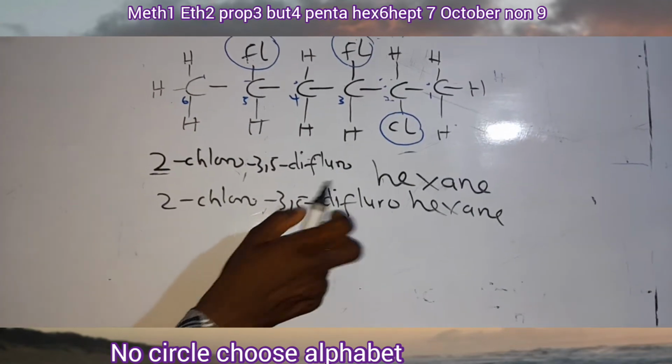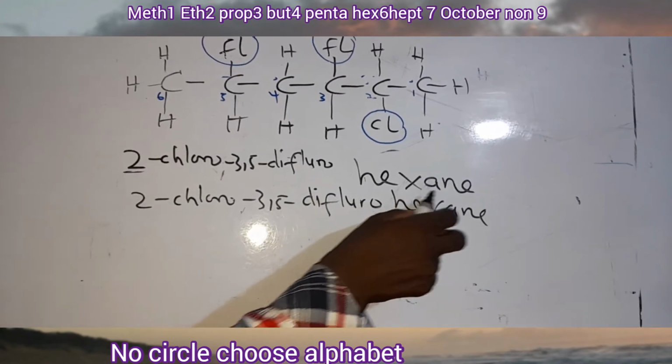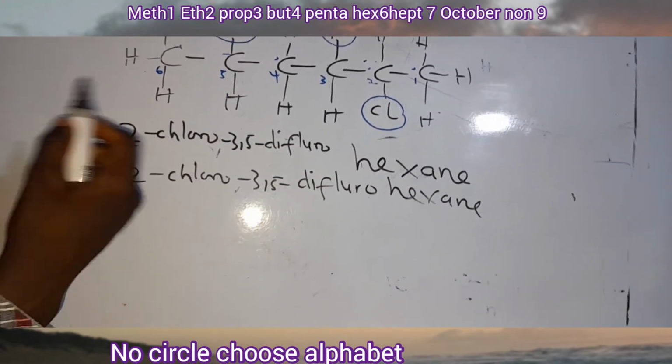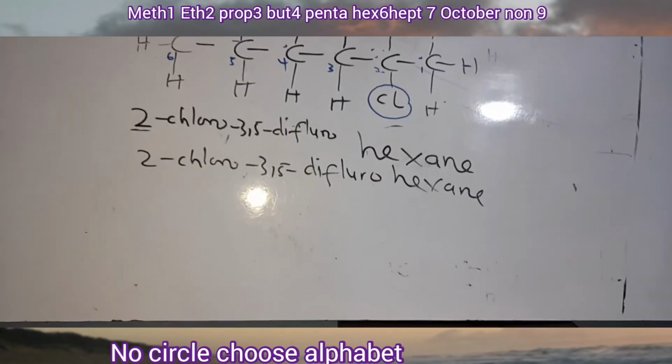So but there are 2 of them. So 3,5-difluorohexane. Why do I have hexane here? Because the highest carbon is number 6. Let's take other examples as well.